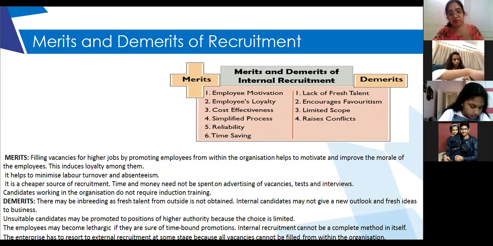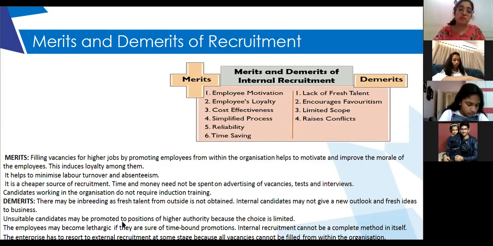Because when you're working in one organization for years and years, your whole mindset becomes very adapted to the same things. Then what happens? Your creativity starts going down. So to become very creative, to come up with innovative and new ideas, you need fresh talent. You need new people joining the organization. So in that case, you need to depend on external sources of recruitment.